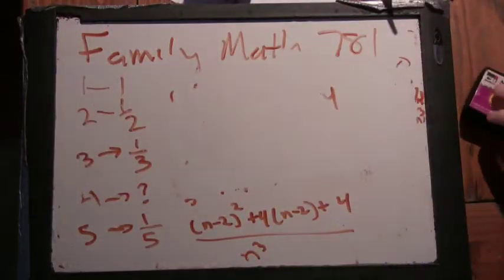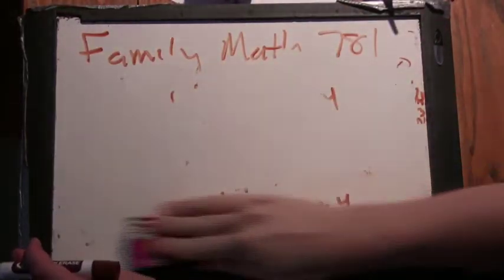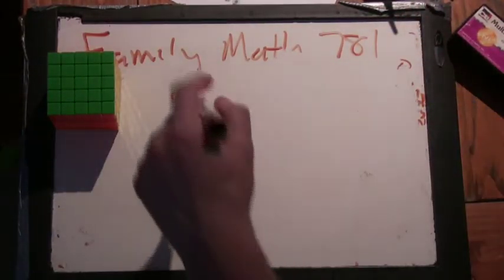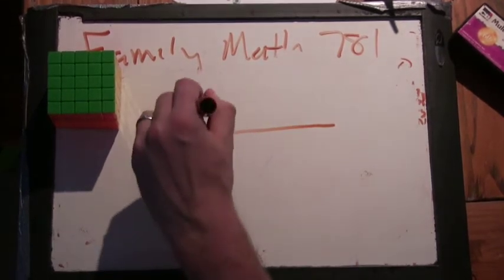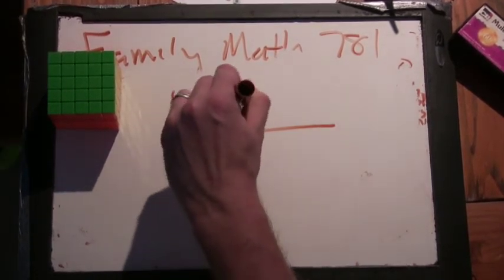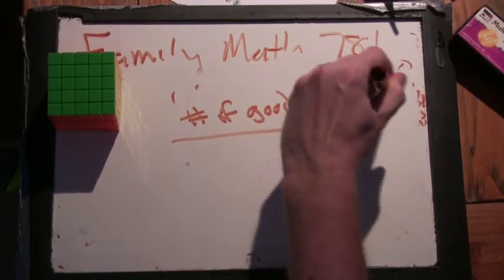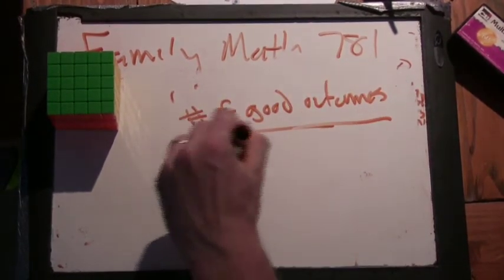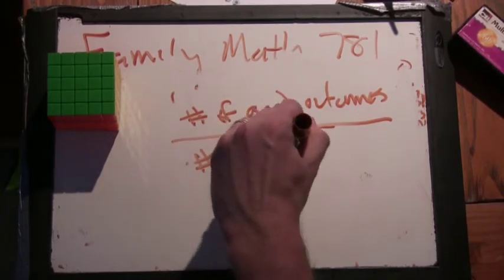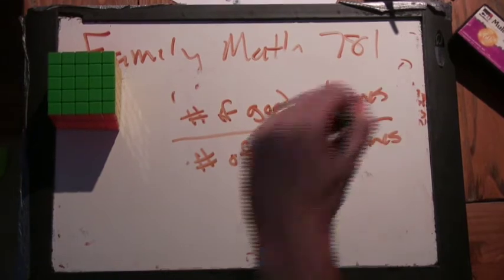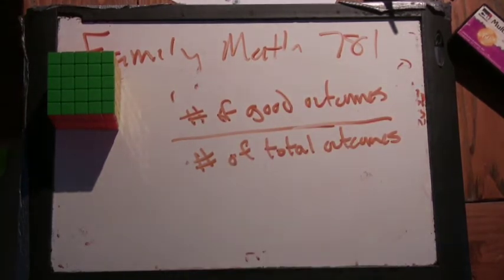So for these kind of finite probability questions, it might be nice to leave the cube here. For a finite probability question, you can write down the number of good outcomes divided by the number of total outcomes. This is always an approach when there's just a finite number of things that are happening.